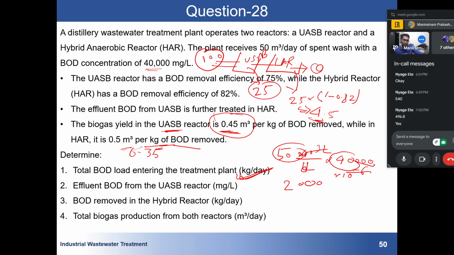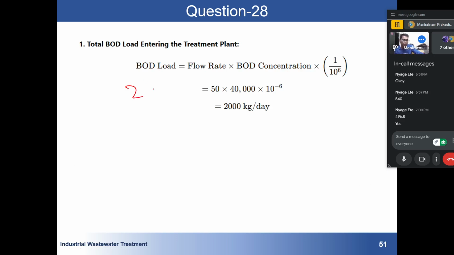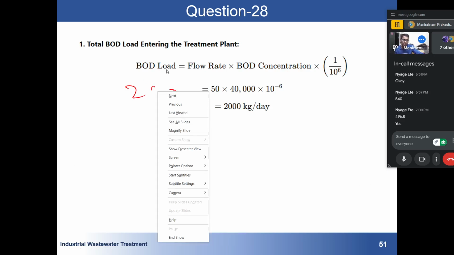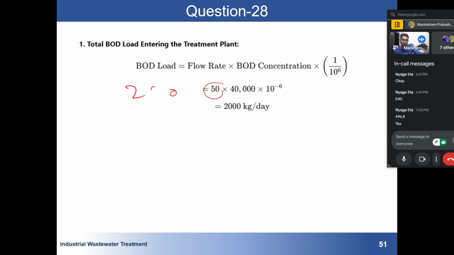How much will it be? 10 to the power 3, 50 into 20, then this much kg per day. Okay, so you can see 20,000. Here also it is written that they have just multiplied 50 into 10 to the power 3, not minus 3, into 40,000 into 10 to the power minus 6, so we have 200 kg per day.